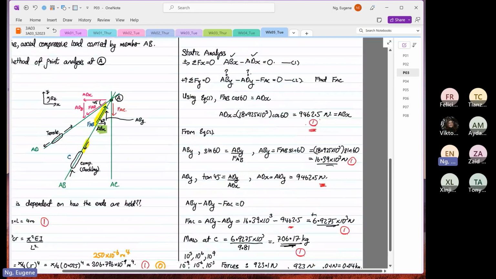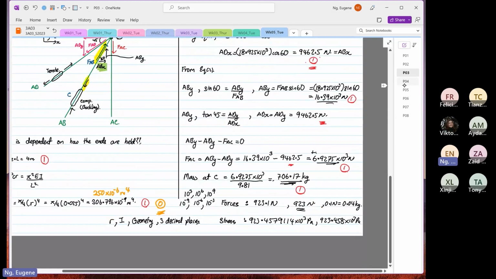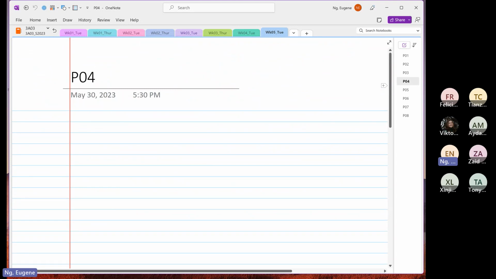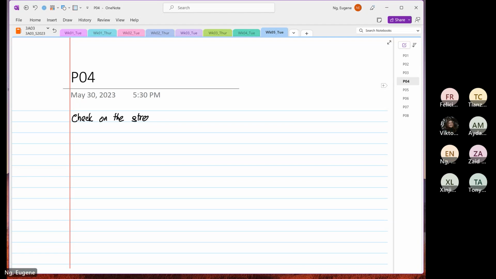The next thing, in buckling, you always have to do a stress check on the stress of the buckling structure. We always have to do a stress check. So what do we mean by a stress check? The formula is critical stress is equal to P critical divided by area.